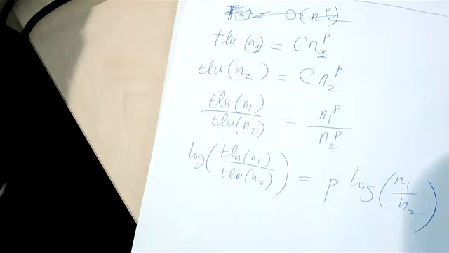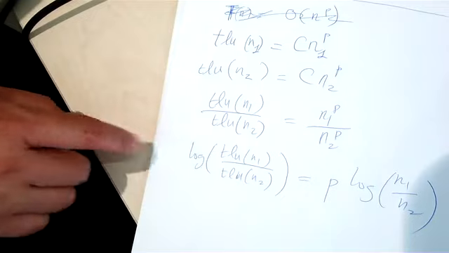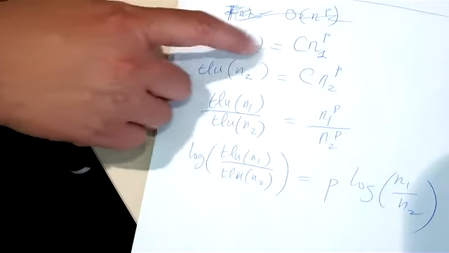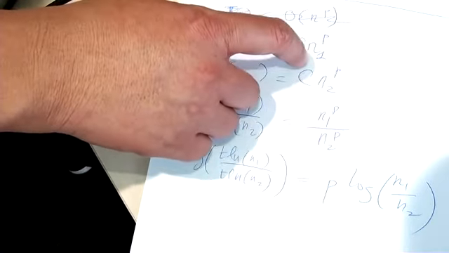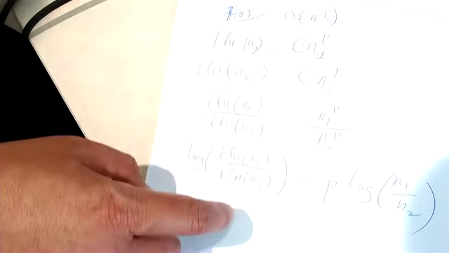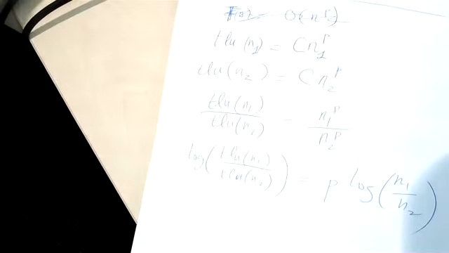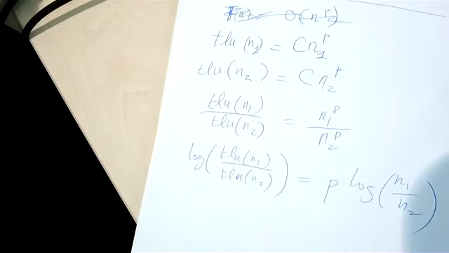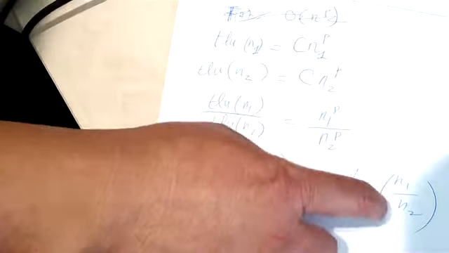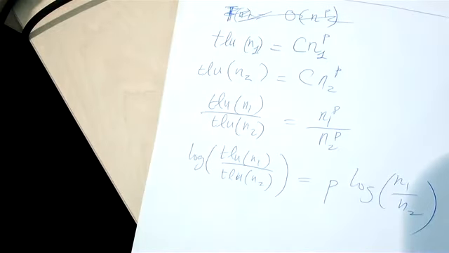And the way to find p is just this formula, and I just explained why we get this formula. We assume that it's a constant times n to the p, and you get p as the logarithm of this divided by the logarithm of this.